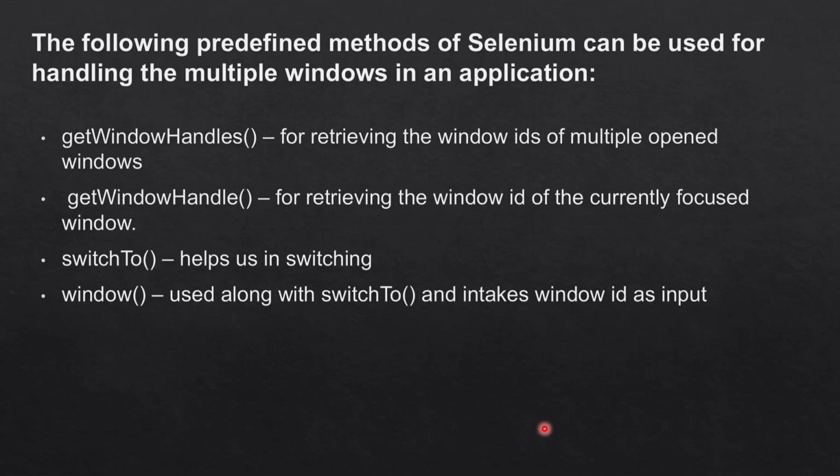First method is the browser commands that I have explained before, but I didn't show the practical implementation, so we're going to implement it today. So first are the getWindowHandles and the getWindowHandle. Now there's a difference between the both of them. The getWindowHandles is used for retrieving the window IDs of multiple open windows, and getWindowHandle is used for retrieving the window ID of the current focused window.